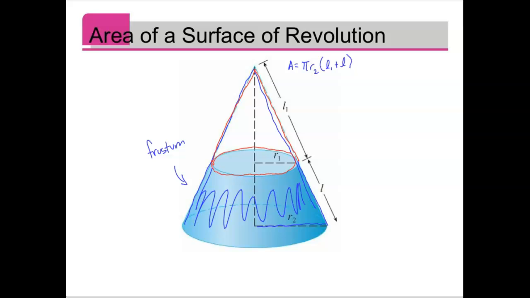So it's going to be minus pi r1 times L1. What I'm doing is just taking off the surface area of that piece. When I subtract that off, that'll just leave me with the blue frustum surface area. All right, I'm going to simplify this a little bit. So this is the area of a frustum. It's just not a super nice formula. But here's what I can do. I can factor out a pi.